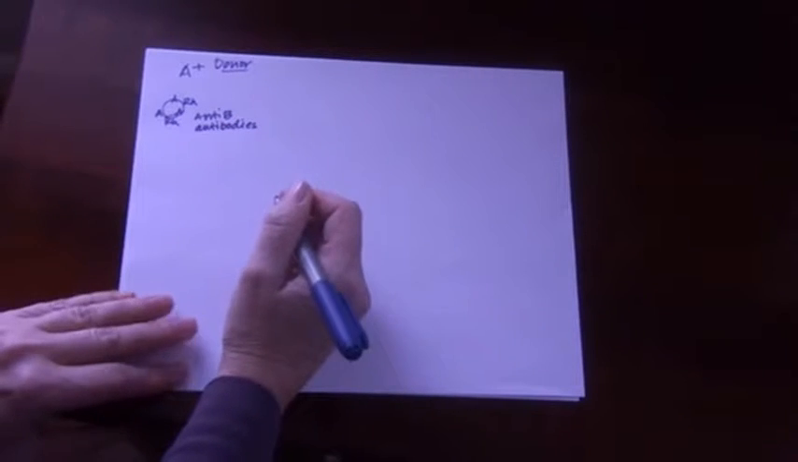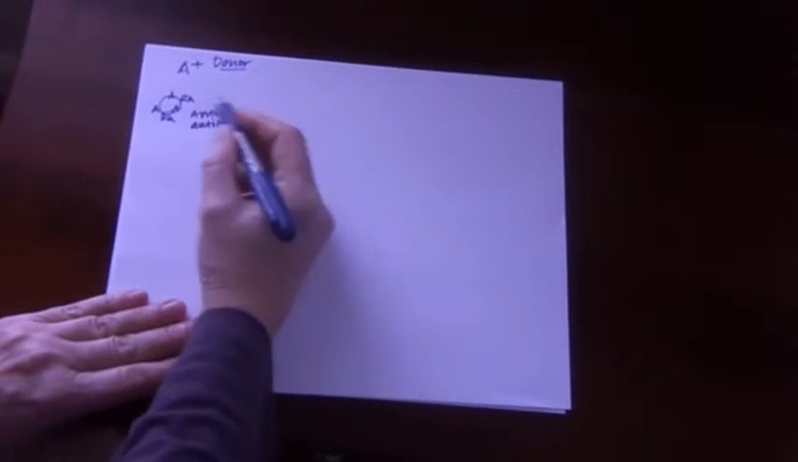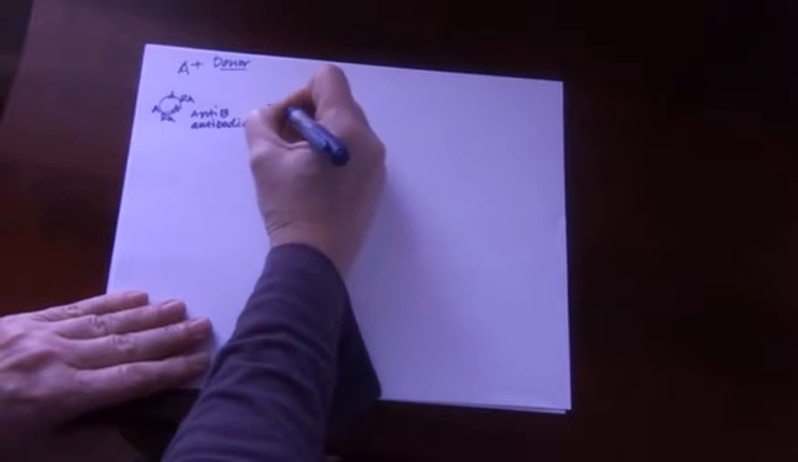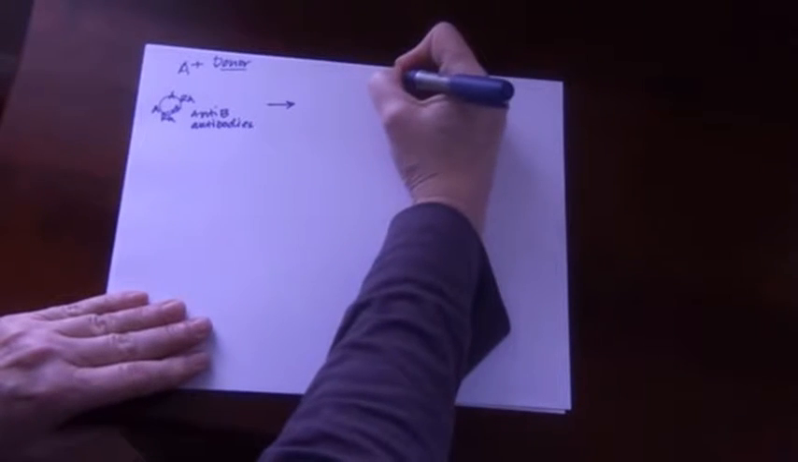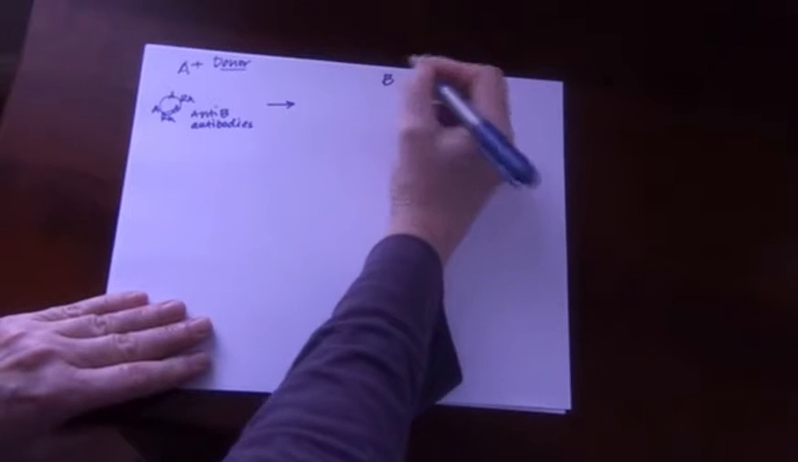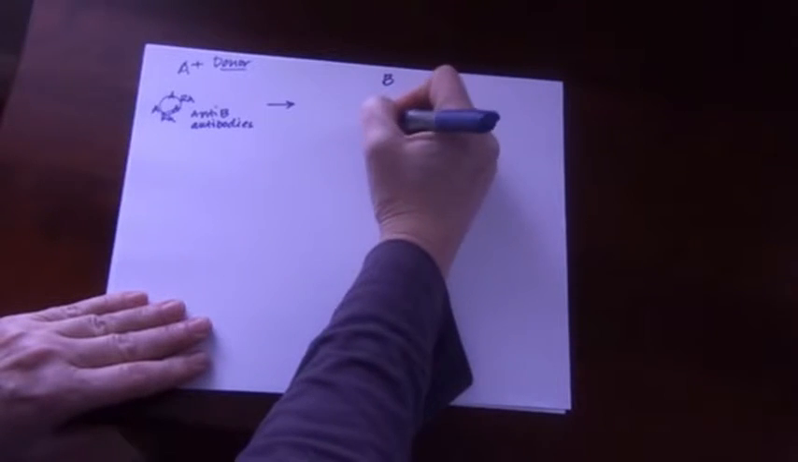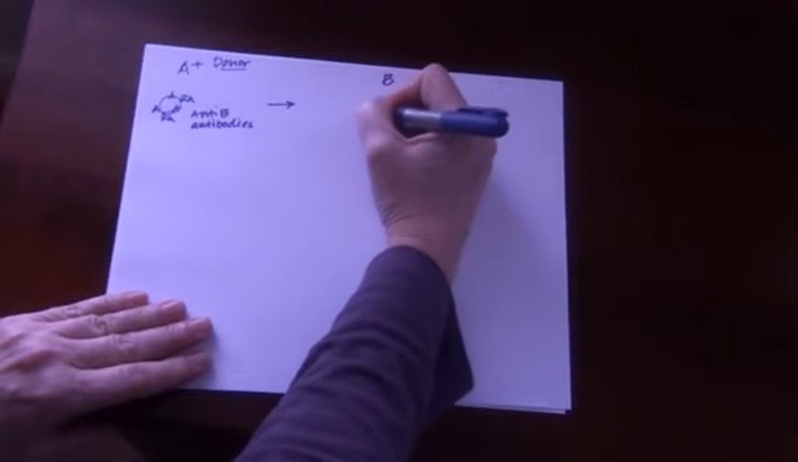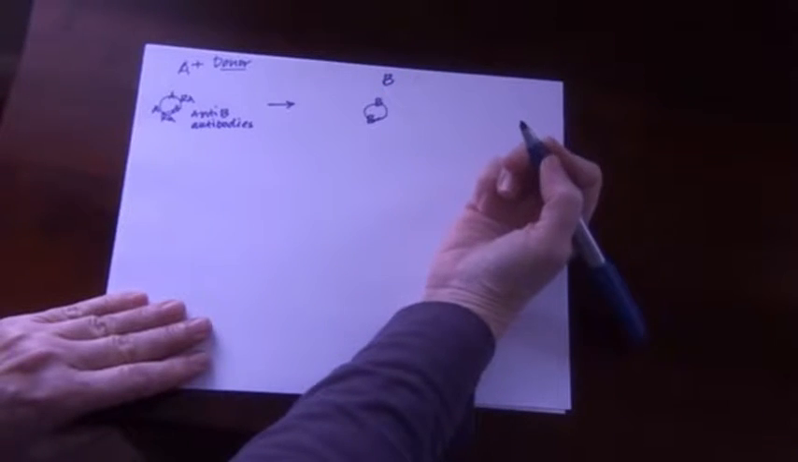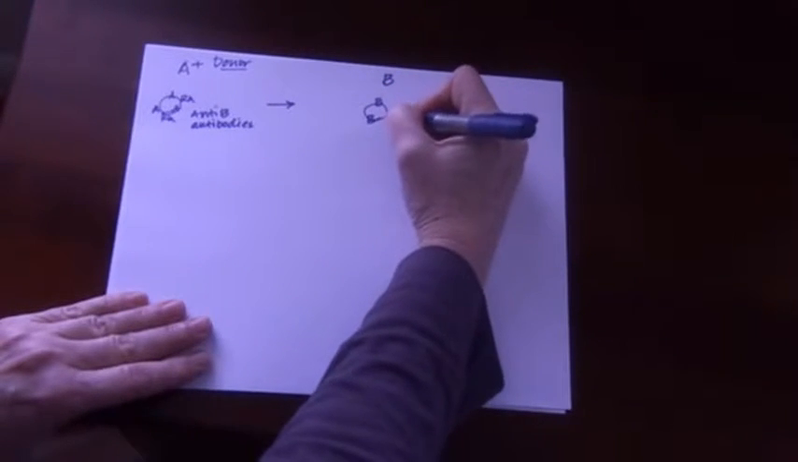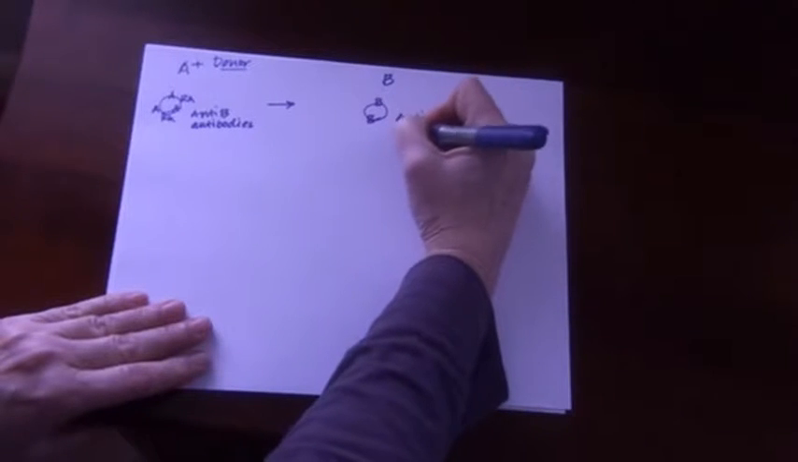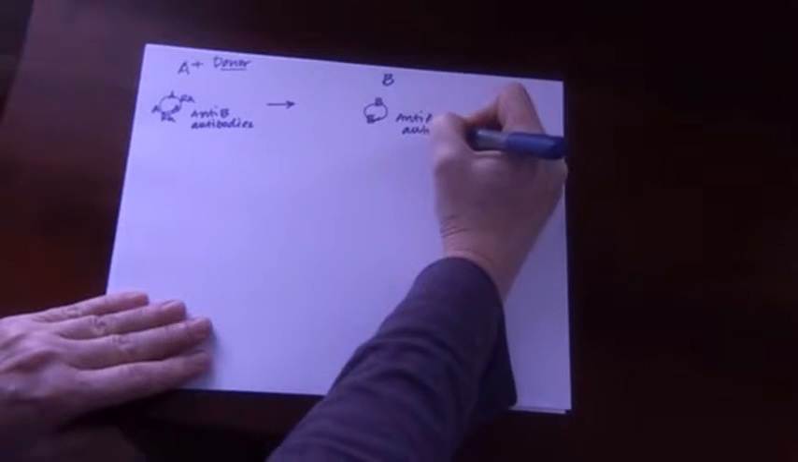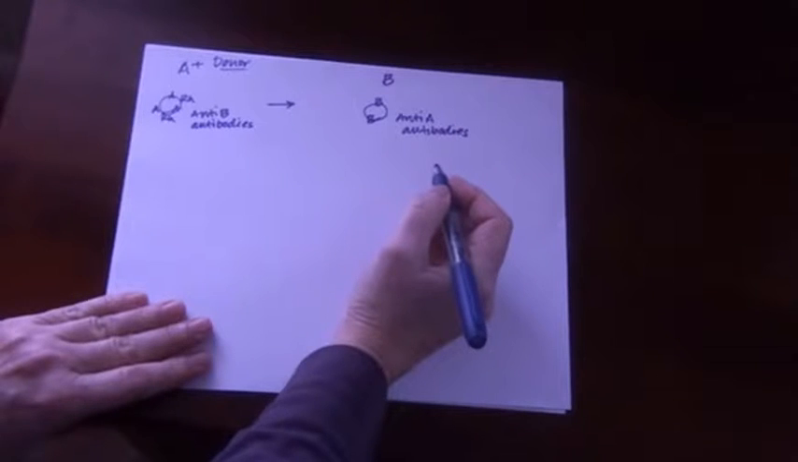Okay, so is type A positive blood able to donate to type B blood? Let's just talk in general. Let's just say B blood. Okay, so what do we know about type B blood? B has B antigens on the red blood cell, and it's going to have anti-A antibodies circulating in the plasma.